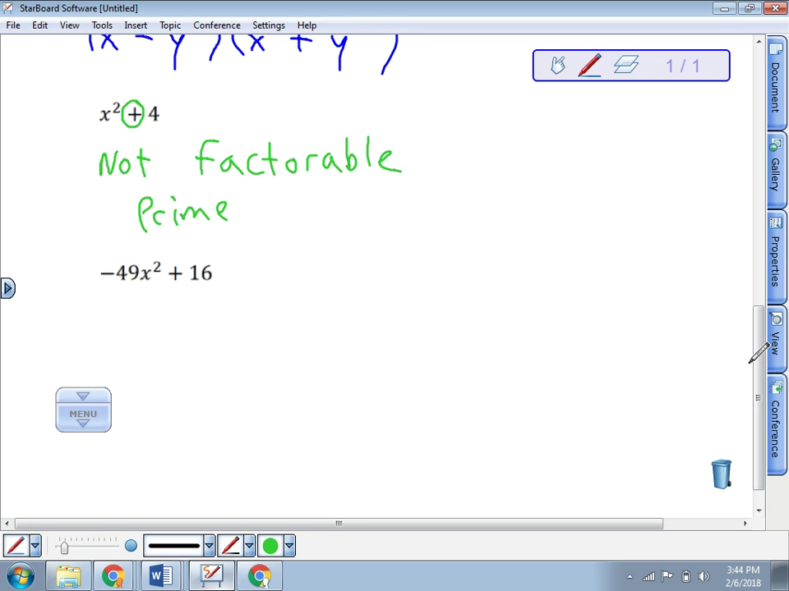This time it's got a negative in front. So what we need to do for this one is factor out a negative 1. So the first thing I want to do is rewrite this by factoring out the negative 1. If I factor a negative 1 out from negative 49x squared, I'm left with a positive 49x squared. And if I factor negative 1 out from the positive 16, that switches the sign, so that becomes minus 16. So now I've got a difference of perfect squares.